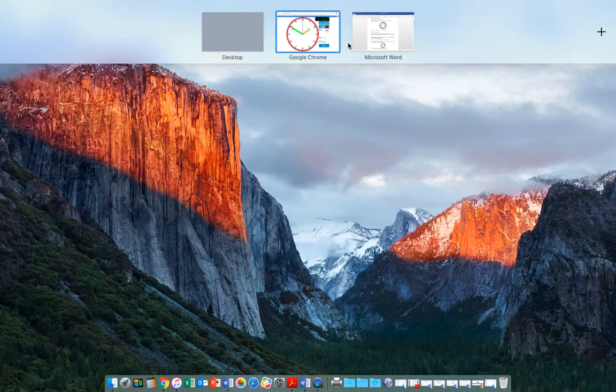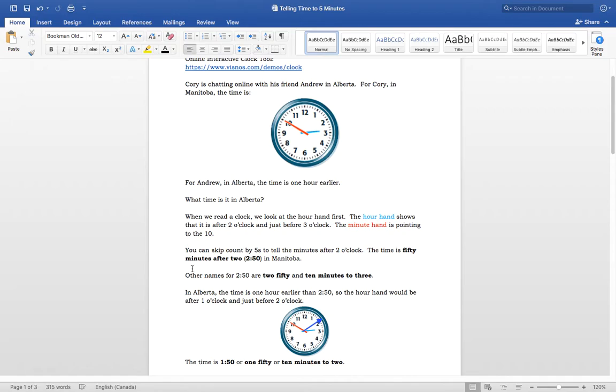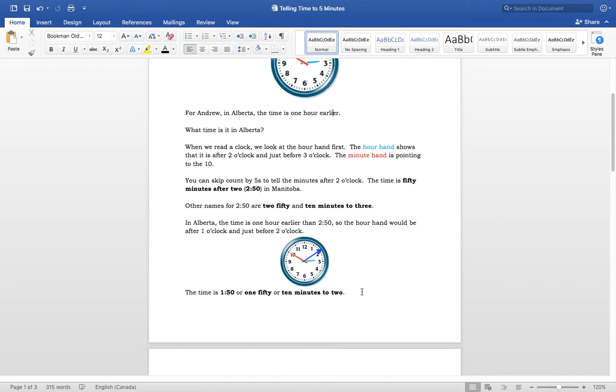And if we go back to our lesson, if it's 2:50 in Manitoba, we count back just 1 hour. And as you can see, I've highlighted the 1 hour right here, moving the blue line, the hour hand back. So it's now 1:50, or 1:50 in words, or we can also read it as 10 minutes to 2 instead of 10 minutes to 3.